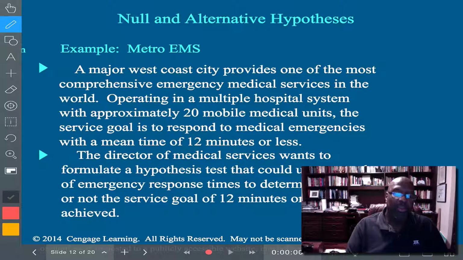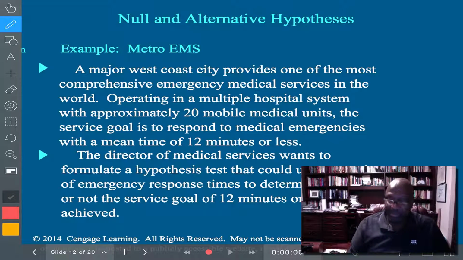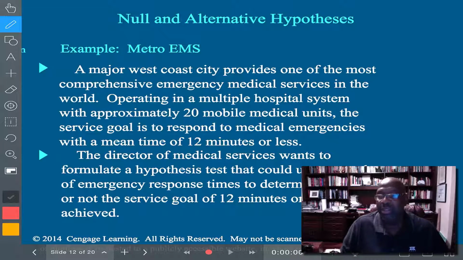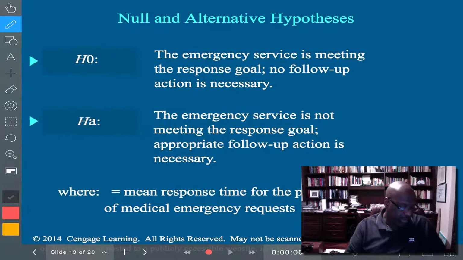So if we want to prove that the service goal is being achieved, there are kind of two ways to do this. One is to get evidence from sample values that the mean is actually less than that. But if we want to show that it's not being achieved, then we want to find sample values that are greater than 12 minutes. In other words, if I got a sample mean of 18 minutes, whoa, that's not being achieved. But if I got a sample mean of 10 minutes, then I am achieving the goal, right? So here's how we would frame that.